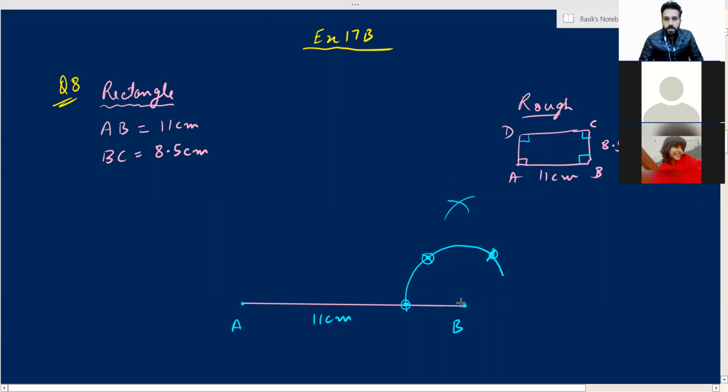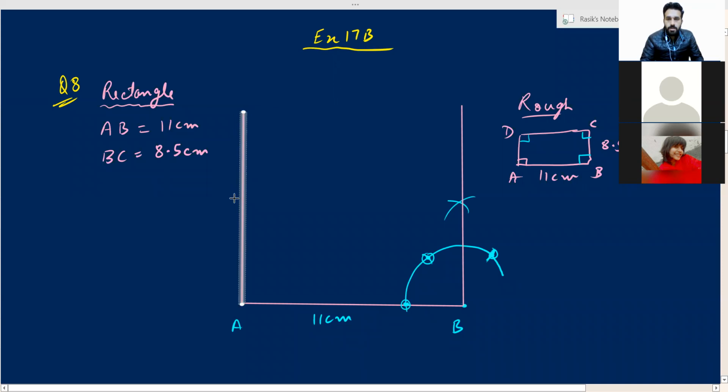Pranjali, your voice is not coming clear. It will be something like this, a 90-degree angle. Again, same thing you will do at vertex A also, and you will get another 90-degree angle.